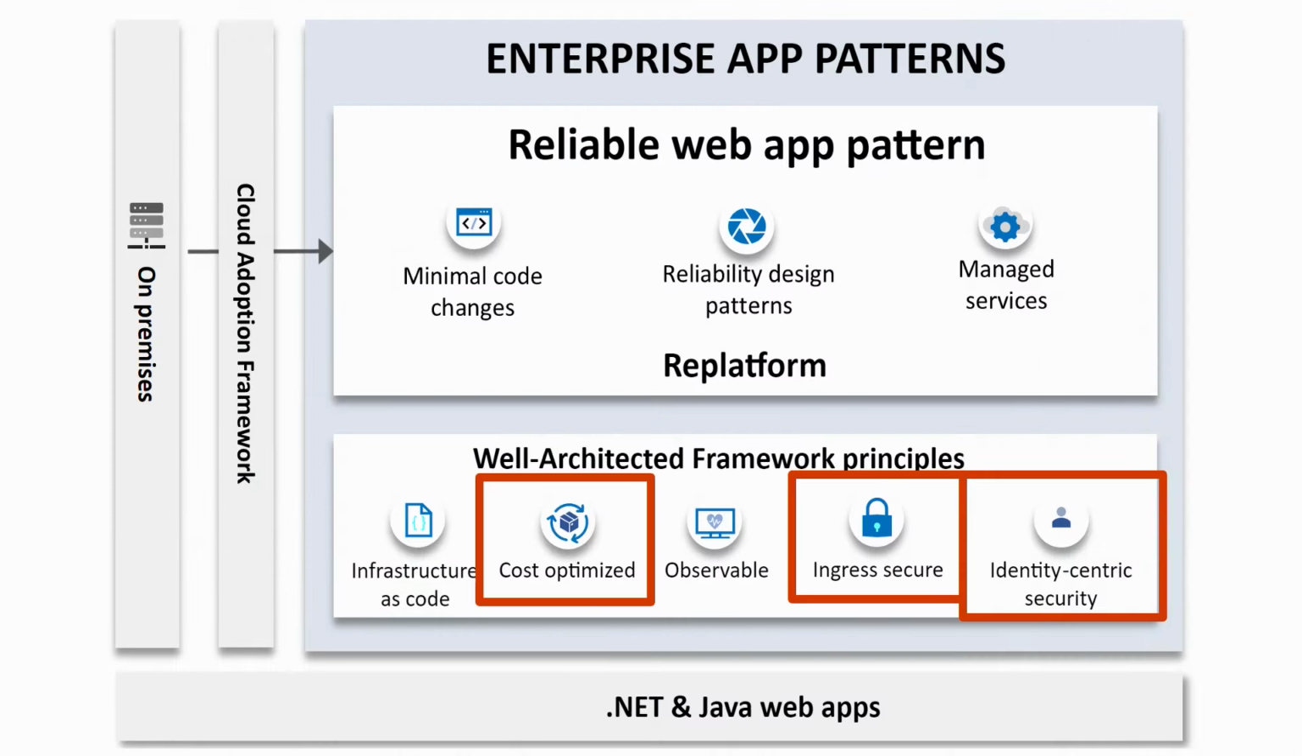As discussed in our first video, the reliable web app pattern is our recommended approach for Java web applications. This pattern, rooted in the Well-Architected Framework, focuses on reliability design patterns and minimal code changes. In this session, we will delve into how the reliable web app pattern utilizes role-based and ingress security to create a robust and secure application. Additionally, we're going to explore cost optimization strategies to help you lower costs and plan for future growth.